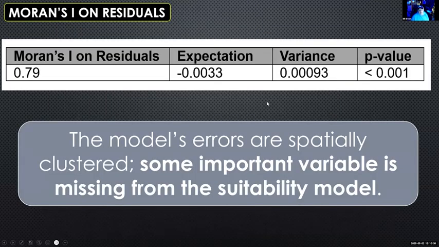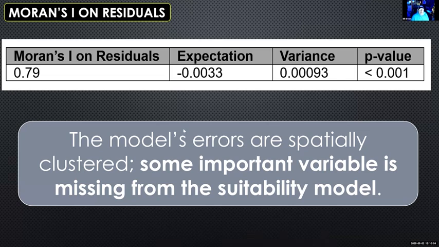The Moran's I for the residuals was about 0.79, and it suggests that there's something missing in my analysis. The errors are spatially clustered, and I have not accounted for something important in my model.